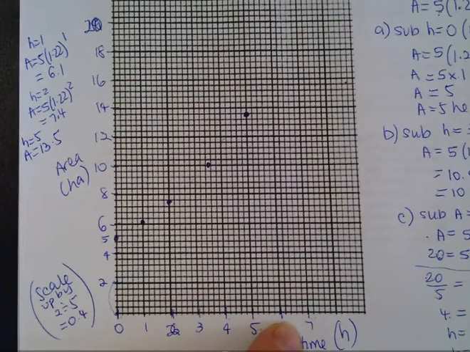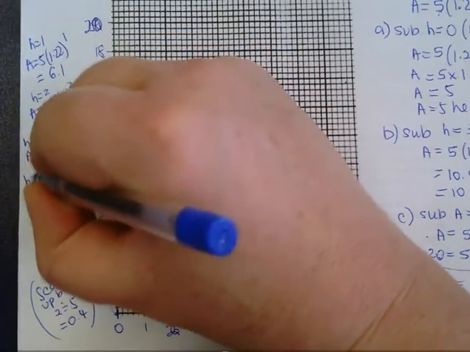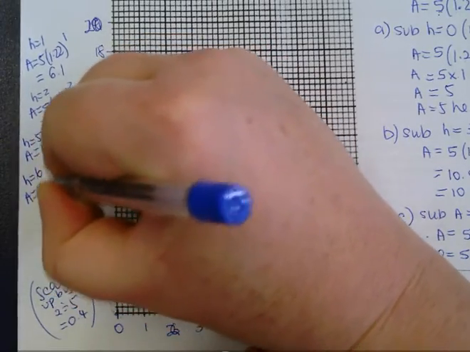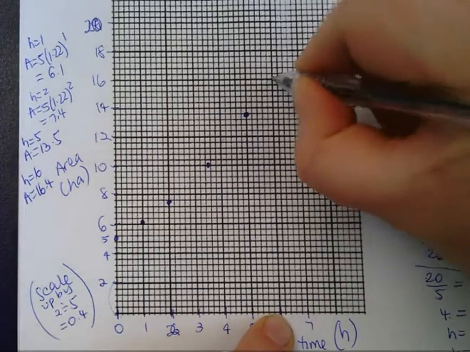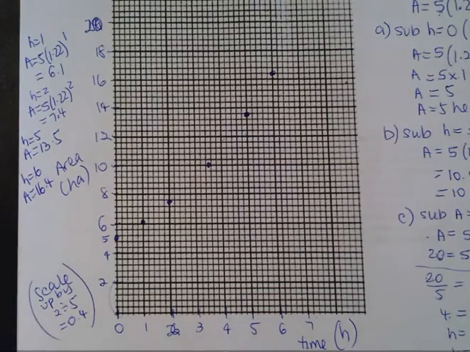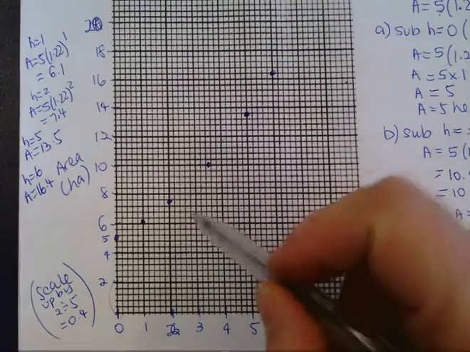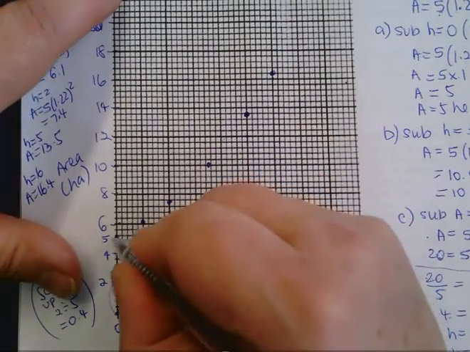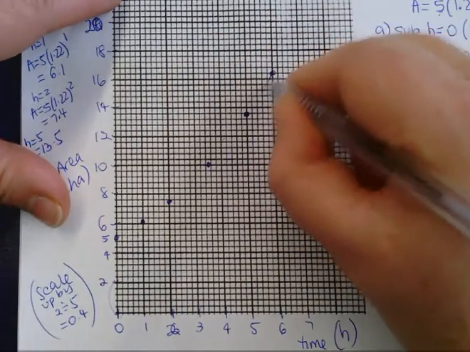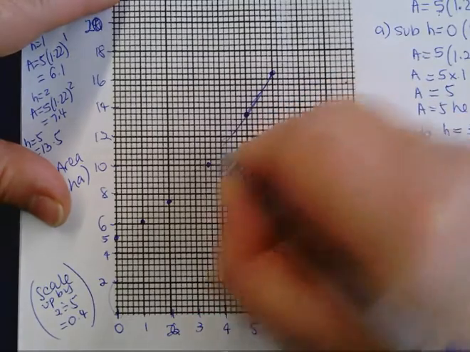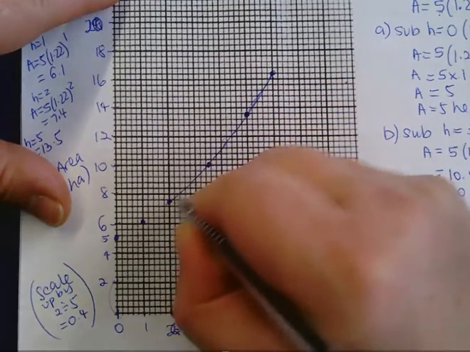It's obviously less than 20. 16.4. So for h is 6, you get area is 16.4. Now, we've got 16, and 16.4 is one box up. And that's it, so we're going to join those points. I really don't need to do h is 3 there. Remember, it's a curve, not a straight line. So a smooth curve through the points.